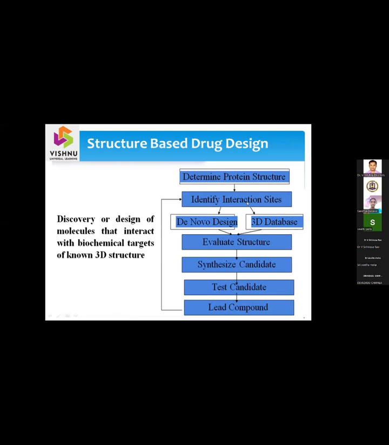From that, we have to evaluate the structure that we have interpreted. After evaluation, you have to go for the synthesis of the drug candidate, which is suitable to that active site, to bind to that active site. After testing the candidate, from that we have to develop the lead compound.